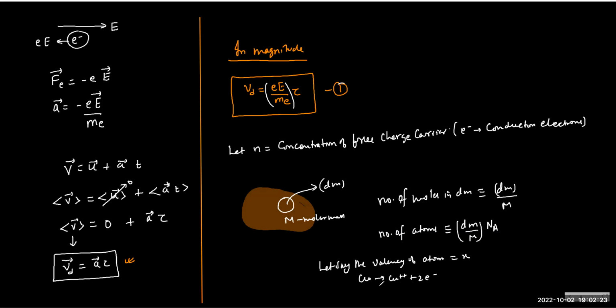So in such metal, the number of electrons will be how much? Twice the number of atoms? Yes or no? Yes. So number of free electrons will be equal to mole, Avogadro, valency. It's very easy. Is this clear, guys?